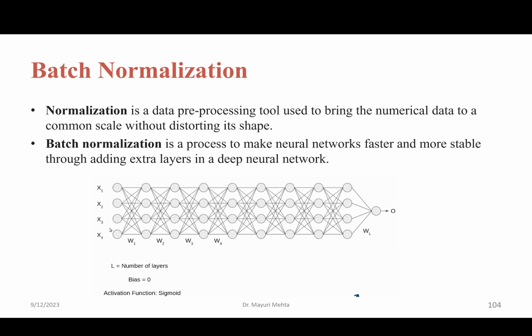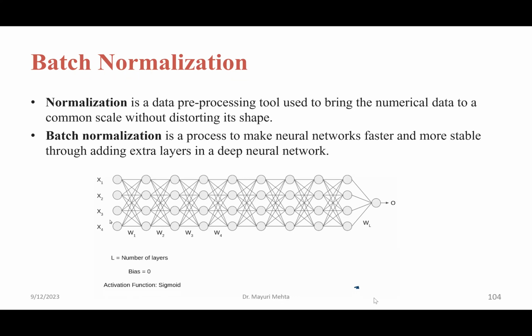Let us understand with the help of this figure how it occurs. Suppose we have in this figure one deep neural network. It has L number of layers. You can see the layers are W1, W2, W3, W4 up to WL. These are the layers of this deep neural network. Bias is 0, and the activation function used here is sigmoid.